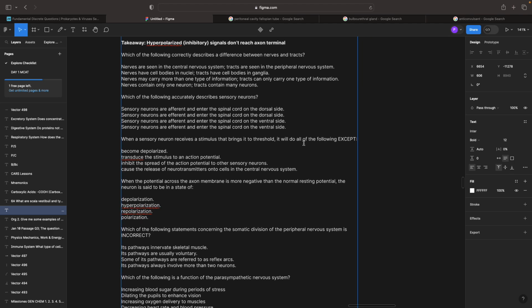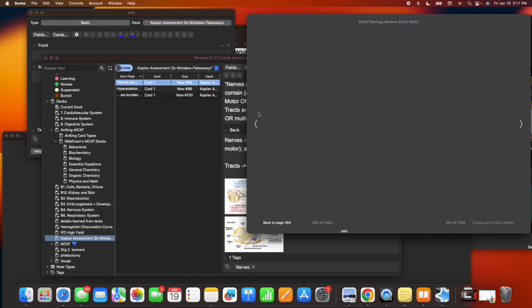When a sensory neuron receives a stimulus that brings it to threshold, it will do all of the following except: become depolarized, transduce the stimulus to an action potential. Oh, sensory afferent from dorsal. Let's quit this maybe.